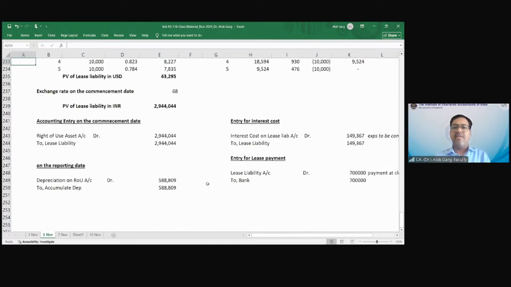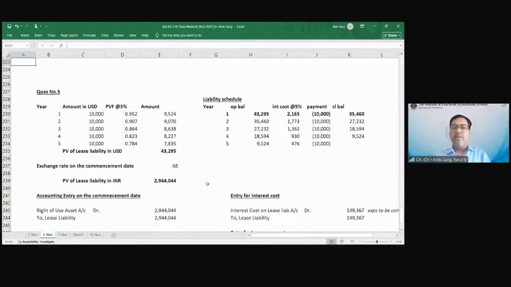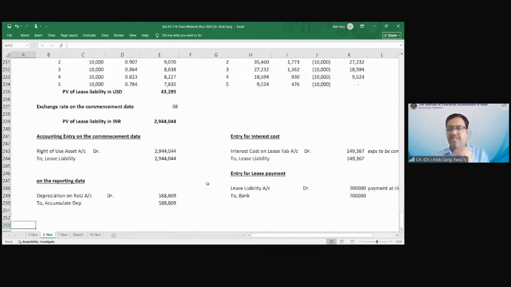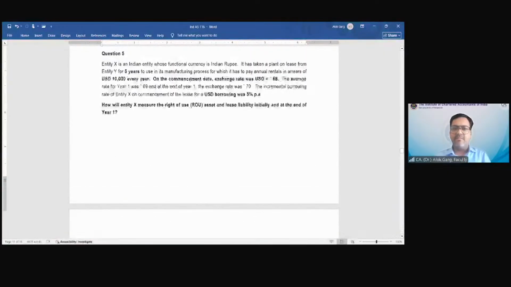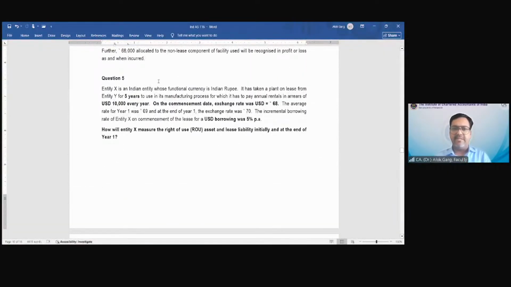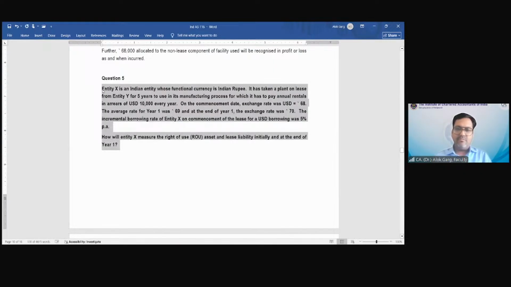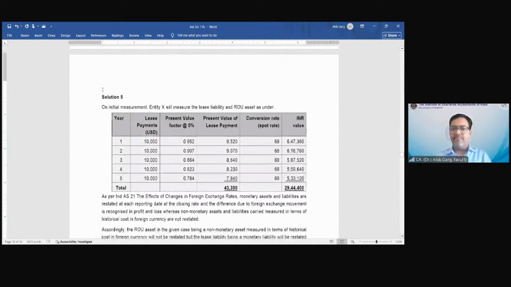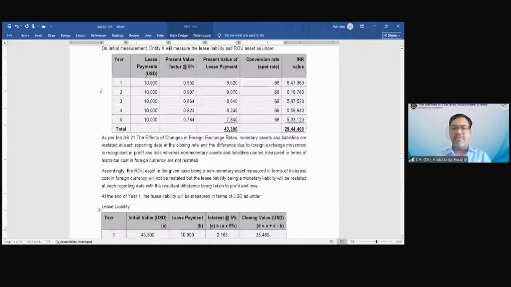Any challenge in this accounting? No, sir. Initial measurement, subsequent measurement, depreciation, interest cost, conversion, monetary item, non-monetary item, Ind AS 21 concept, everything is clear? Is that clear? Right? Question number 5 is clear to everyone? Yes or no? Yes, sir. So this is the computation which is given here.